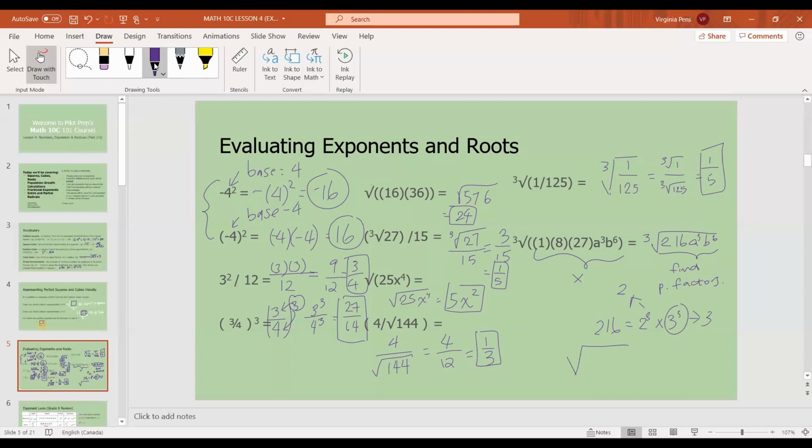So what this means is that we can take all these out from under the root, which will give us 2 times 3 times a times b squared. Let's simplify this into 6ab squared. This is our final answer.